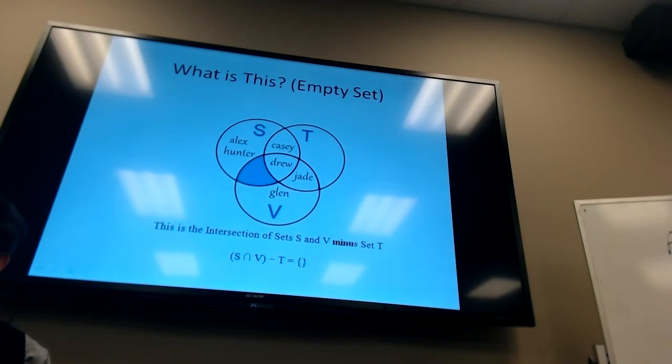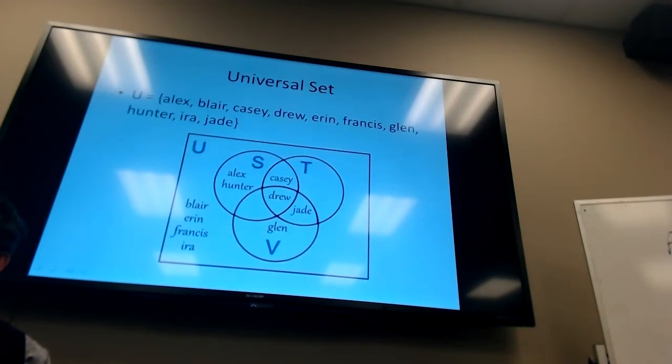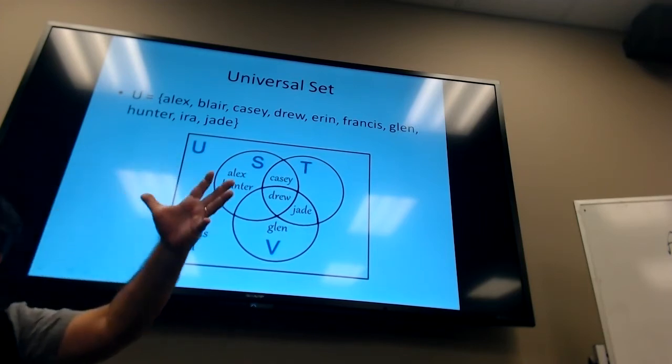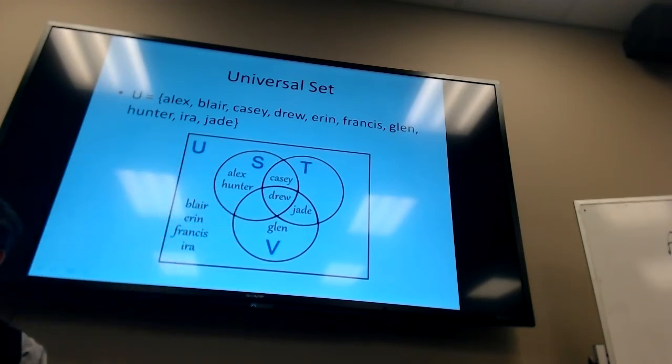Don't fall asleep. Okay. Then we come to the universal set. The universal set contains Alex, Blair, Casey, Drew, Aaron, Francis, Glenn, Hunter, everybody in that rectangle shape, okay? That's the universal set. Blair, Aaron, Francis, and Ira are complement. Following? Okay.